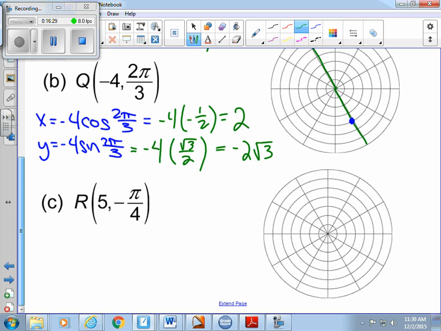Okay, 5, negative pi over 4, which is, how do you do negative angles? Go the other way. I do need to draw an extra angle in here, don't I? Because that was 30 and negative 60, I need negative 45. 5 units out. 1, 2, 3, 4.